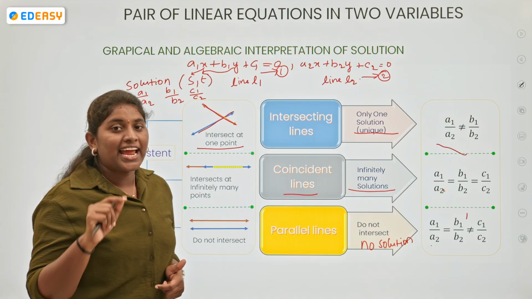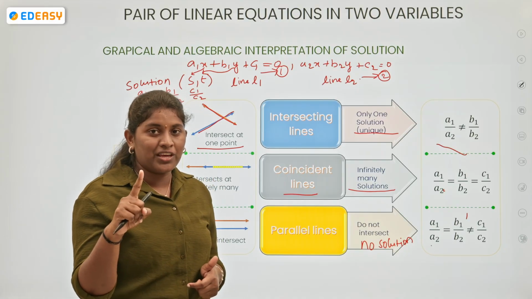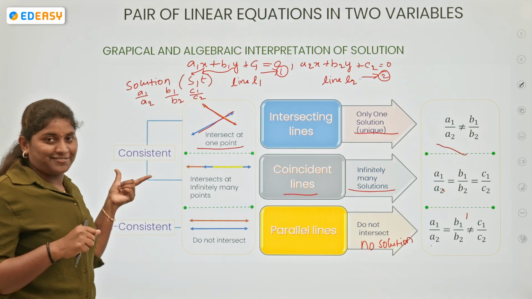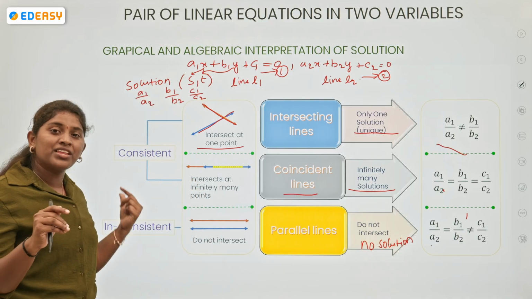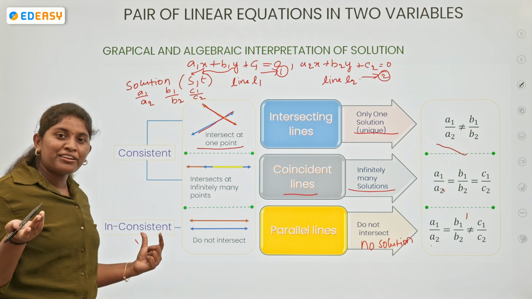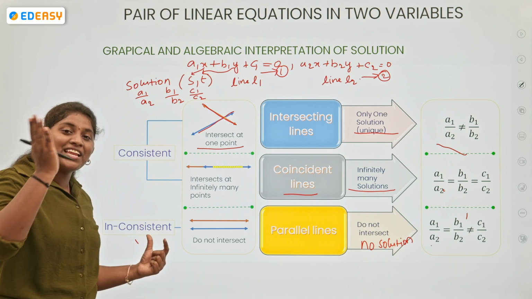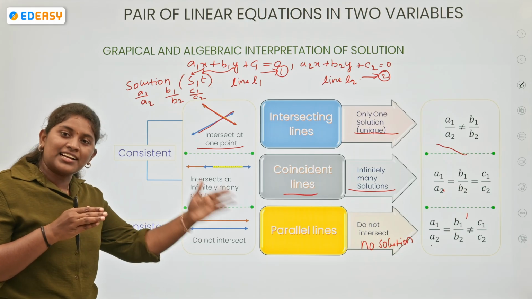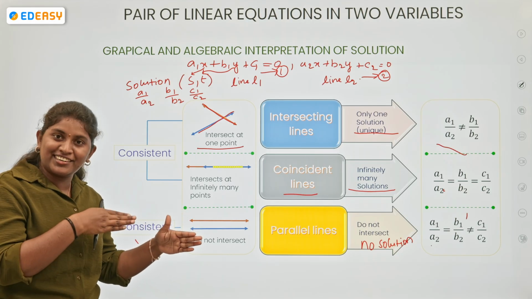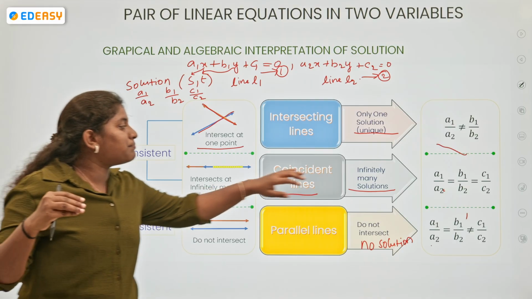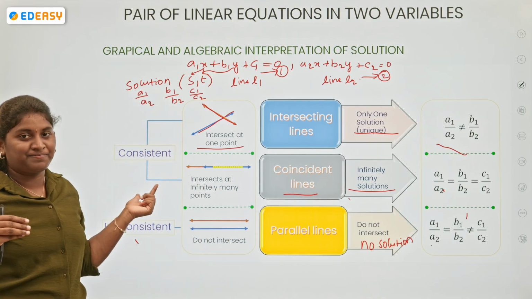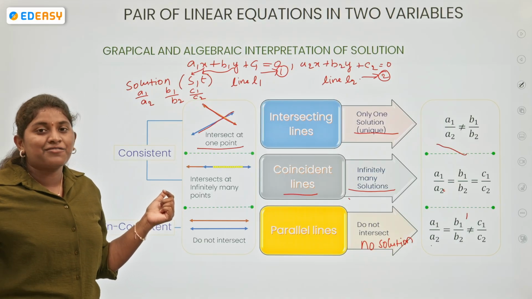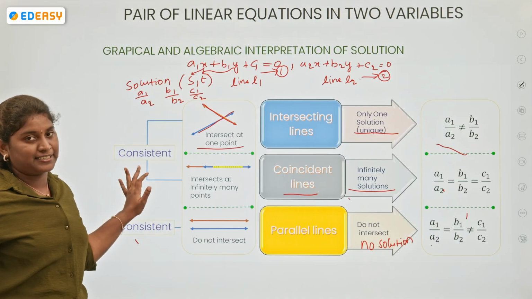If you are having at least one solution, then it will become consistent, and no solution will become inconsistent. Then what about infinitely many? Infinitely many also comes under consistent. Why? Because if I am having one solution, consistent, and two solutions, consistent, in the same way, infinitely many also will become consistent. Clear? Simply, if you are having at least one solution, then it will become consistent.